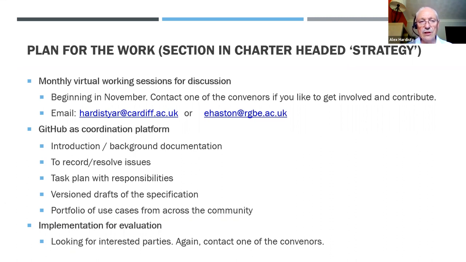And also as part of this plan for the work, we're of course looking for interested parties to implement and evaluate the requirements of this proposed standard and to feed back into the process. So again, if you are potentially an interested party in implementing somewhere in your institution, then please contact either myself or Elspeth.